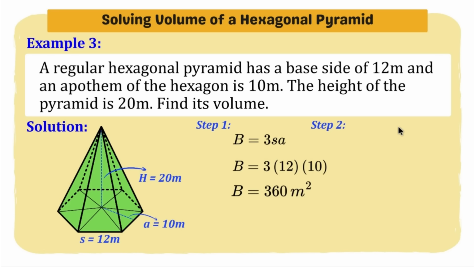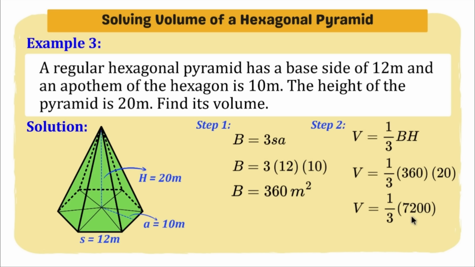Next, we will now proceed to the volume. So volume is equal to 1/3 base, or area of the base times the height of the pyramid. So base is 360. Height of the pyramid is 20. So 360 times 20, it will give you 7,200 times 1/3, or you just divide it by 3, it will give you 2,400. What is the unit? Yes, cubic meters. So there you go. The volume of the pyramid is 2,400 cubic meters.